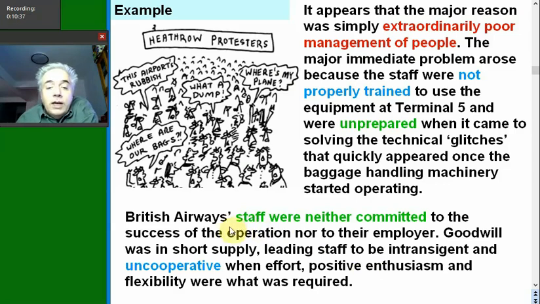So British Airways staff were neither committed to the success of the operation nor to their employer. Goodwill was in short supply, leading staff to be intransigent and uncooperative, when effort, positive enthusiasm, and flexibility were what was required. So this is a problem, right? Because this is a people problem, not the technology. Well, the technology would work if people know how to use it.